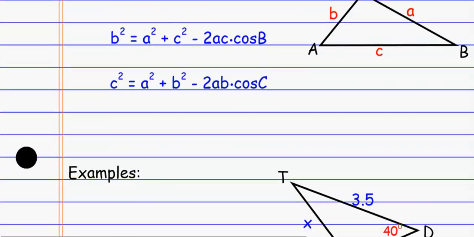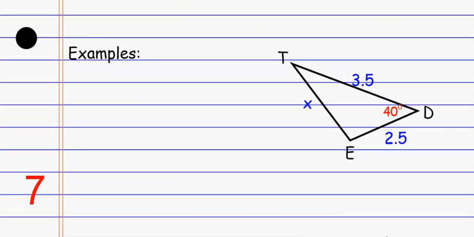For example, let's take a look at one. If I look at something like this, in terms of setting it up, which side is A and which side is B and which side is C, really A, B, and C are interchangeable.